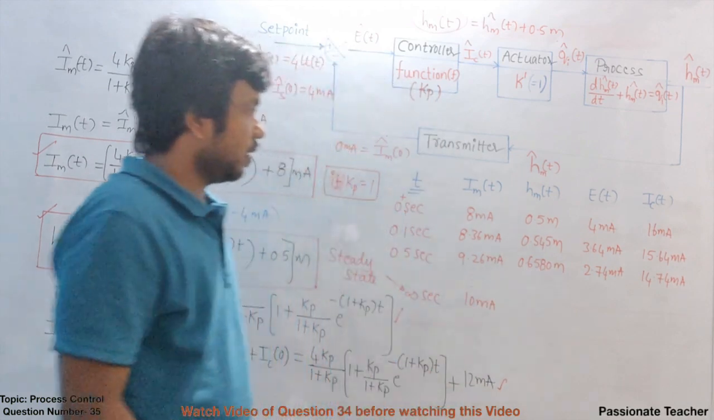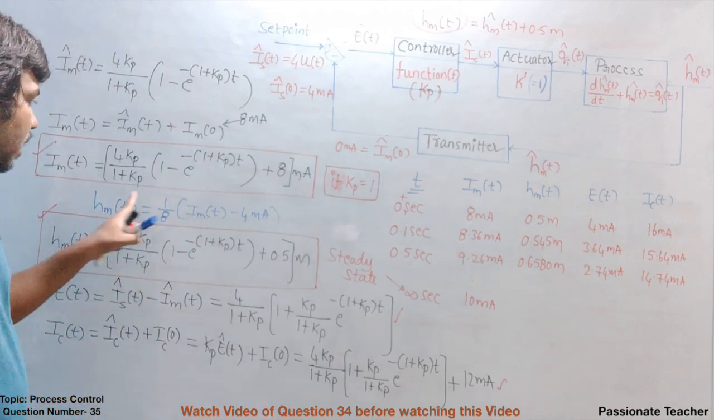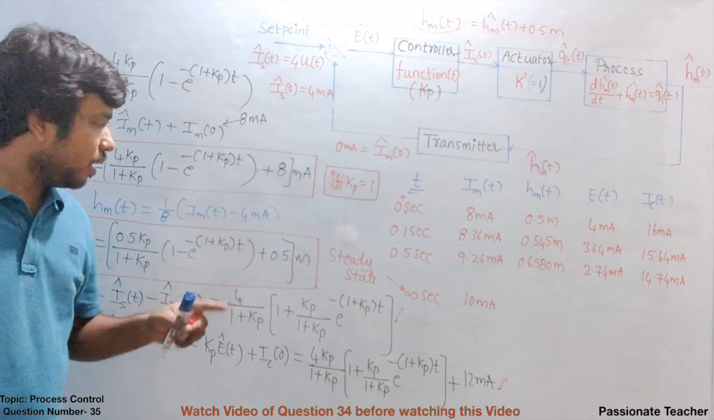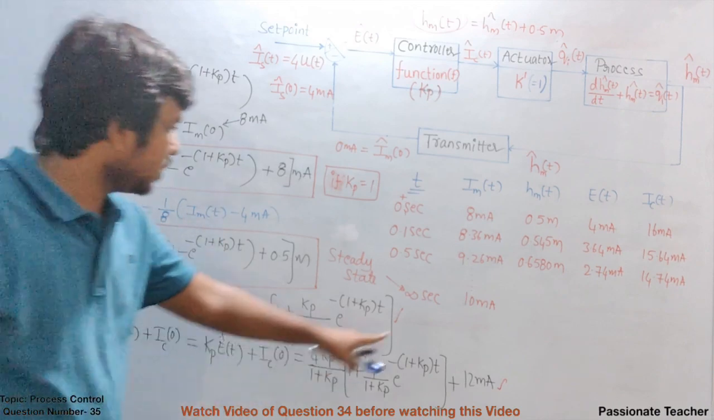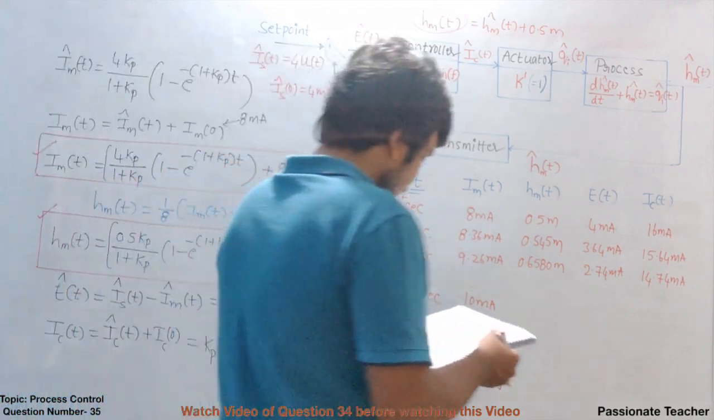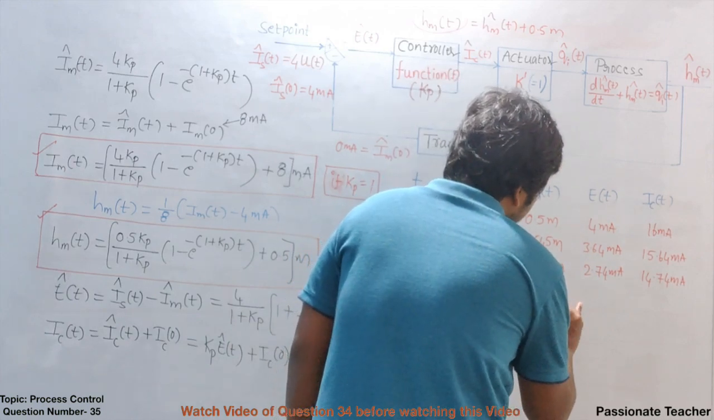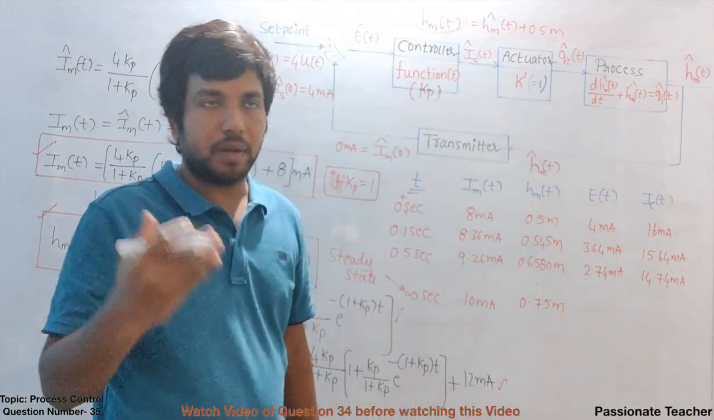What about the meter height? We know that the relation between water height and the transmitter current is 1 by 8 into Im of t, and now we know that is 10 milliampere. 10 minus 4, 6 by 8. So it will come to 0.75 meter. So this is the value we are going to get, right?